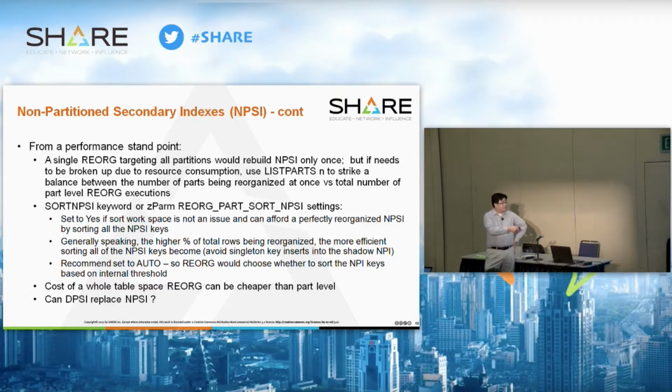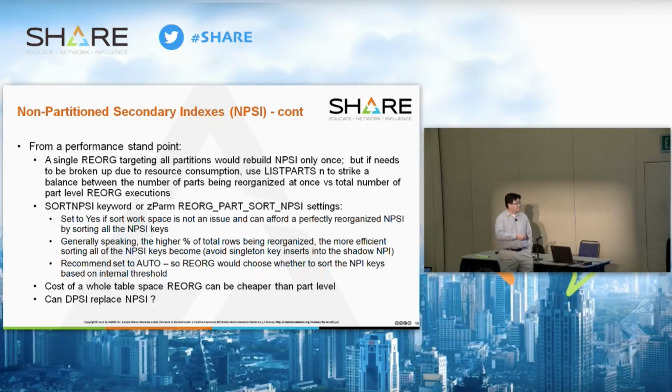So our recommendation is to set it to auto. Basically, the reorg has some intelligence internally, based on an internal threshold, how many MPIs there are in the table space, and what percentage of the data you're reorganizing, and it uses that to determine whether it's better for you to sort the keys or not. So we have the intelligence to at least do some calculation based on that. As I mentioned, a lot of times, especially if you're reorganizing 80% of the data already in the partitioned table space, it might be better for you to just reorg the entire table space.